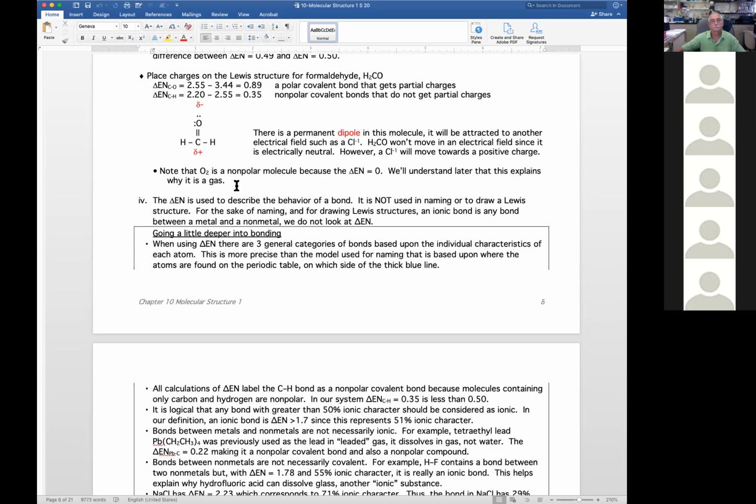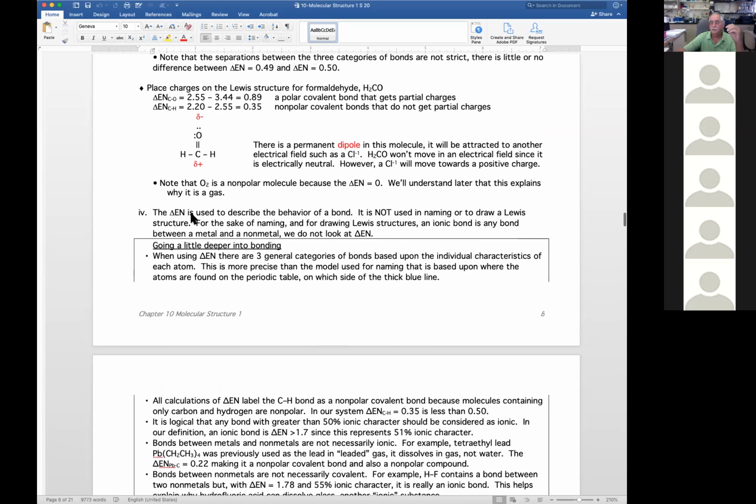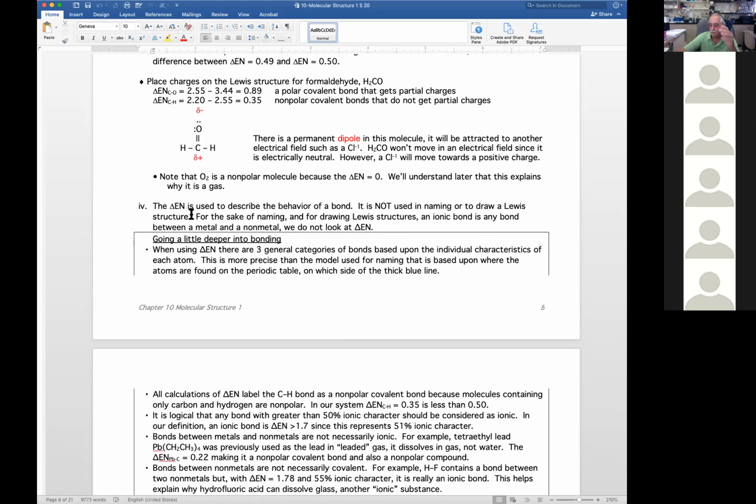So anyway, just to reiterate, the difference in electronegativity is used to describe the behavior of a bond. It is not used in naming. It's not used in drawing Lewis structures, right? And our convention was, if we see a metal and a non-metal we do not draw a covalent bond. We draw it as an ionic bond, and we don't look at the difference in electronegativity first to make that decision. We just do it.